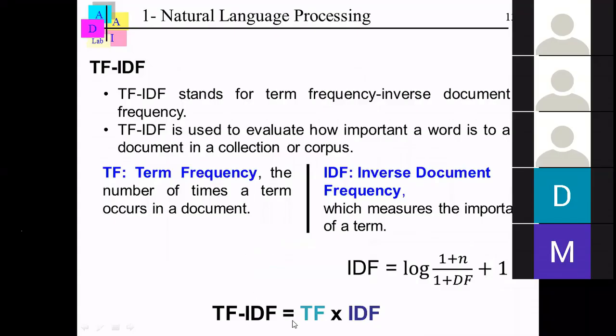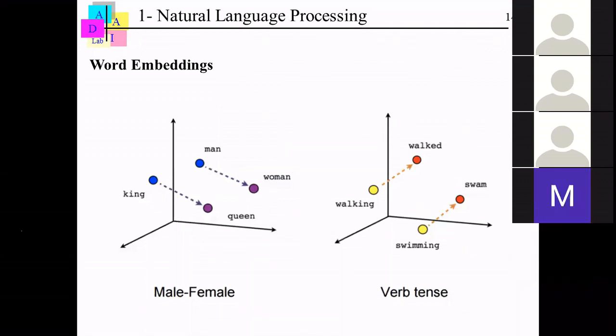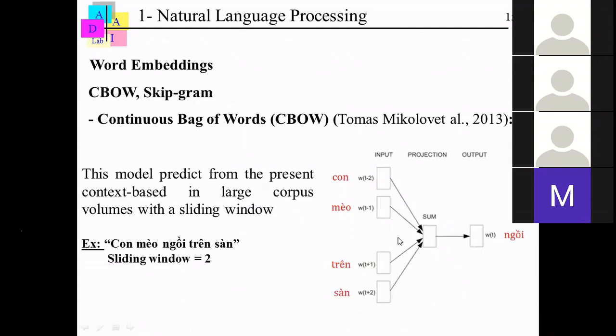And TF-IDF we can calculate by the formula as shown in this slide. And the last technique in natural language processing is related to word embedding. TF-IDF is an important feature. However, it does not describe the relation between the words, so the word embedding technique is a very good technique for natural language processing. In word embedding, we have many kinds of word embedding.